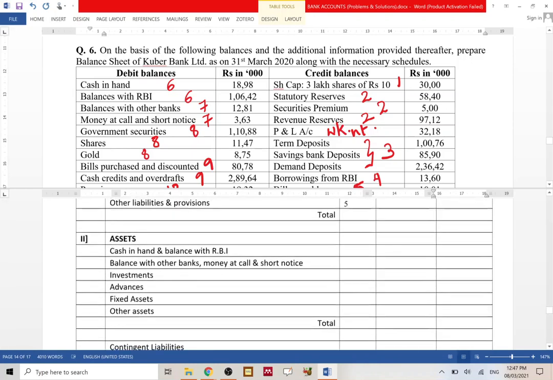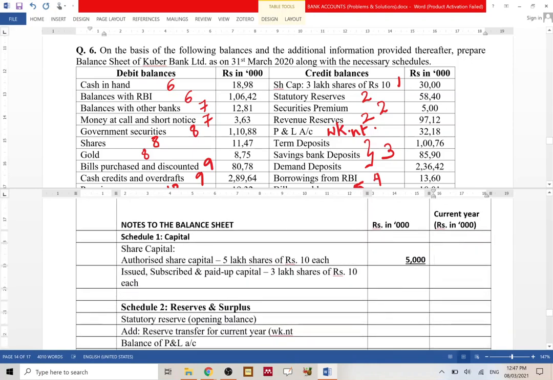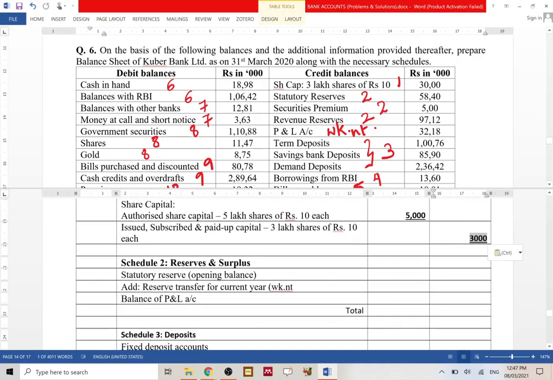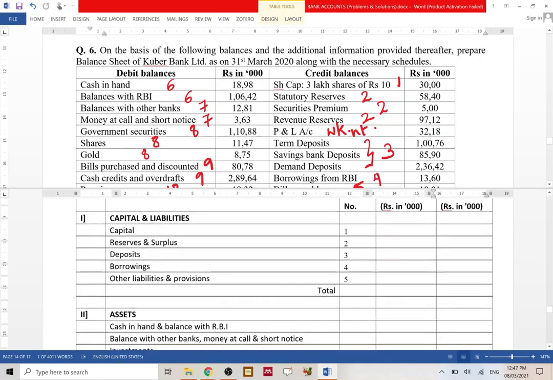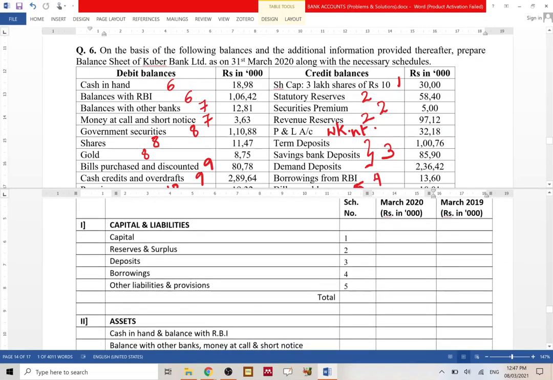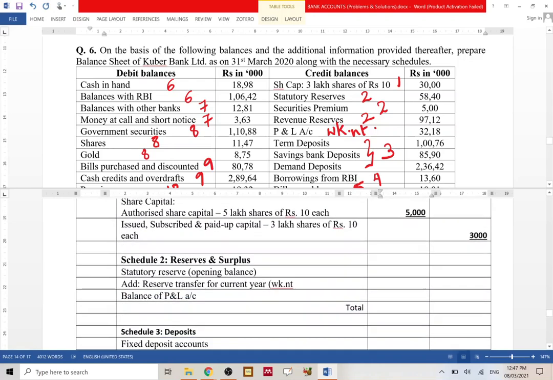So 3 lakh shares, 3,000. So 3,000 goes to the outer column over here. So share capital is done. Final amount of share capital that will go up is 3 lakh. We can in fact write it here as capital 3 lakh. Then next let's look at reserves and surpluses.